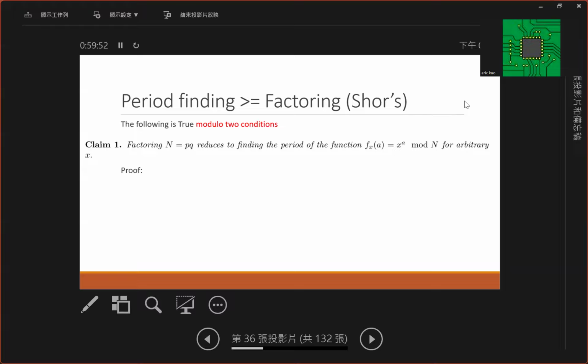One condition: suppose R is even, just for simplicity. Then this equation tells you that X to the R minus 1 is a multiple of N. And because R is even, I can write it as X to the R divided by 2 minus 1, times X to the R divided by 2 plus 1.